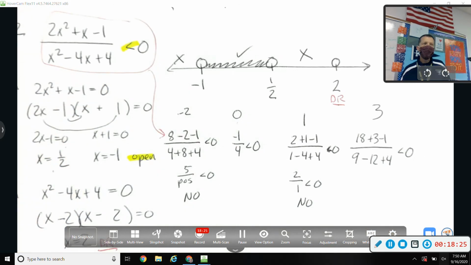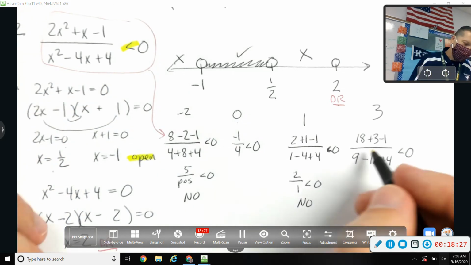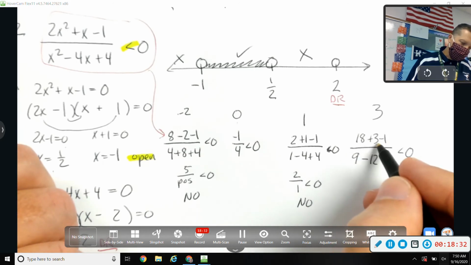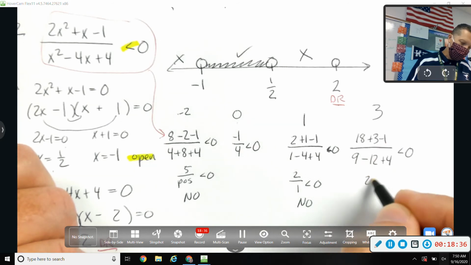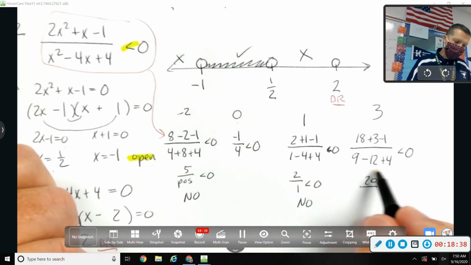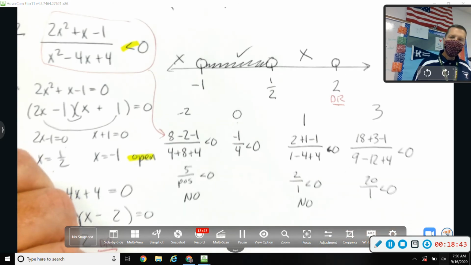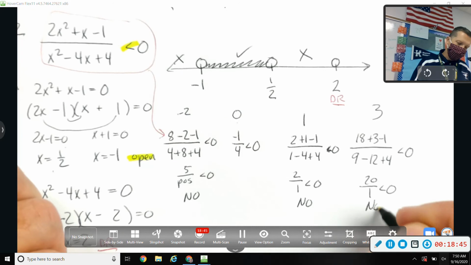And again, I'm really looking for positives and negatives, so you don't have to be perfect on this. 18 plus 3 minus 1 is definitely positive, 20. The bottom, that's a little bit closer. I better be careful here. 13 minus 12 is 1. 20 over 1 is not less than 0. Definitely not.